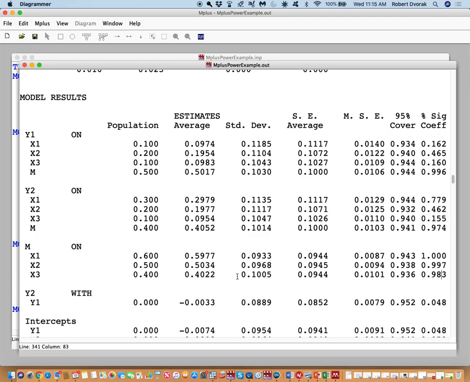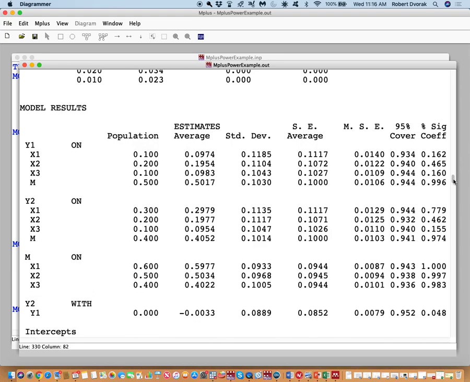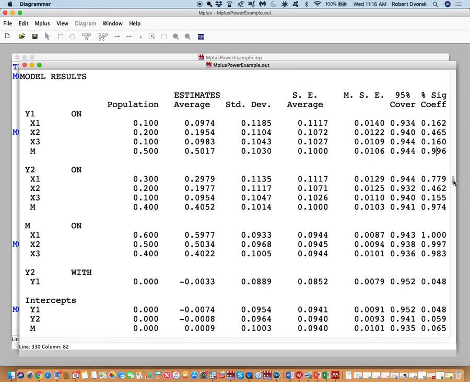So for the most part, it looks like we are going to have plenty of power with 100 people to detect a relationship between X and the mediator, and plenty of power to detect a relationship between M and the 2 outcome variables. But that doesn't answer what our initial point was here, which was what?